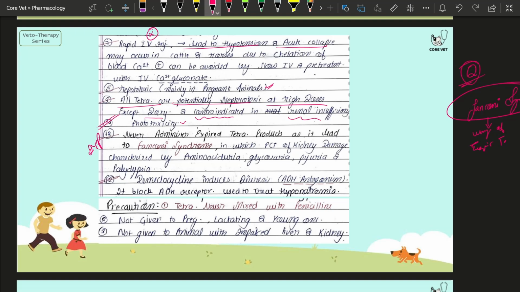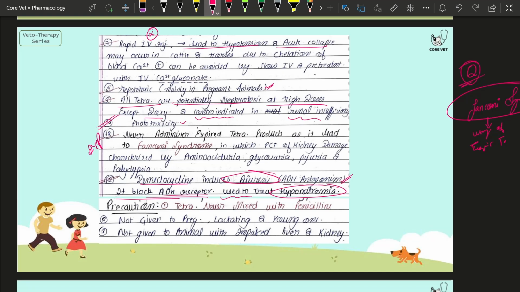And if we talk about demeclocycline, it induces diuresis. Diuresis means excessive production of urine, right? By what? By showing an antagonistic effect on the antidiuretic hormone. Okay, so what does it do? It just blocks the antidiuretic hormone receptor. It is going to block that particular receptor, and it is also used for the treatment of hyponatremia, right?